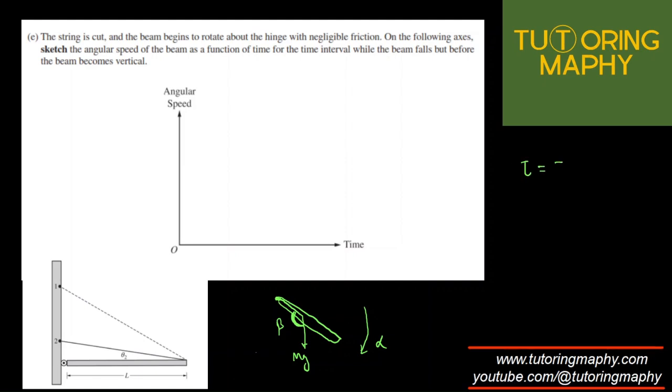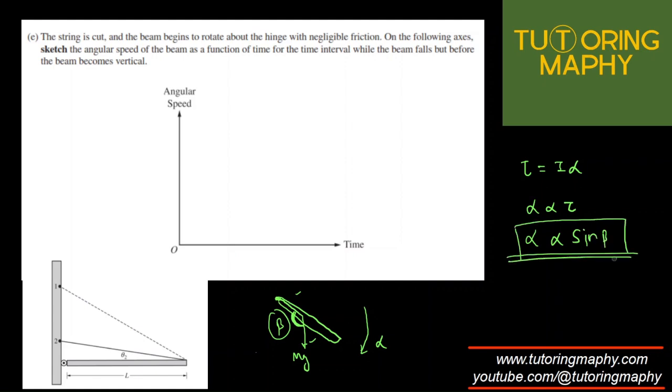We know that torque is equal to I alpha. So alpha is proportional to torque because obviously the moment of inertia is constant. So alpha is proportional to torque, and in torque there is R F sine theta. Only theta is changing. So can we say that alpha is proportional to sine of beta? Beta is increasing from 90 degrees, because initially it was 90 degrees.